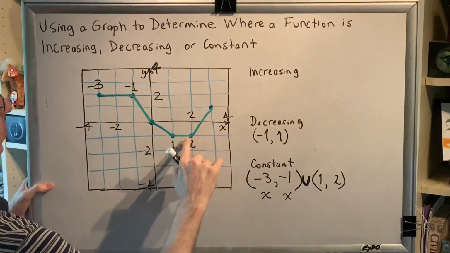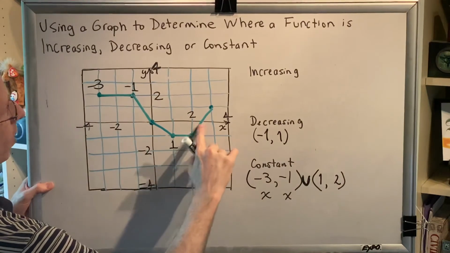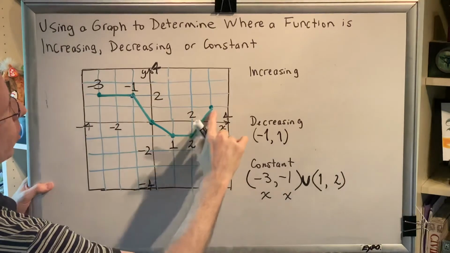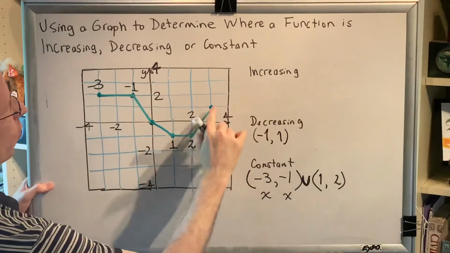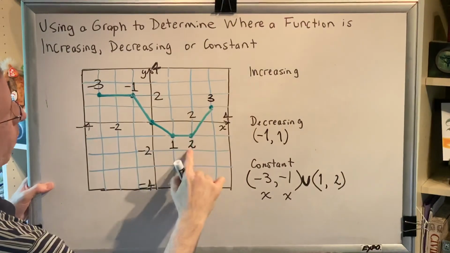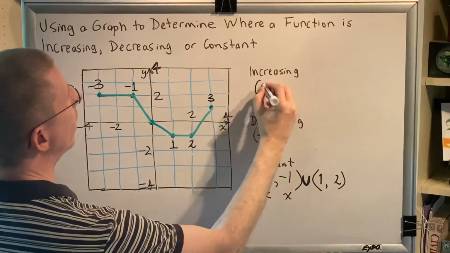We are now changing categories from constant to increasing. We are increasing from here to here, and this point has an x-coordinate of 3. So from 2 to 3, we are increasing.